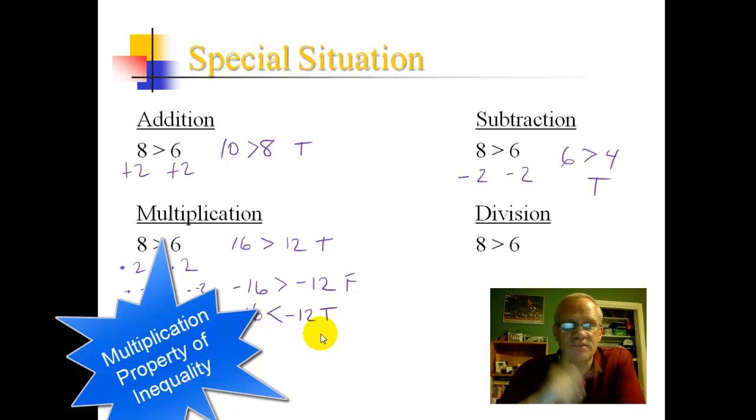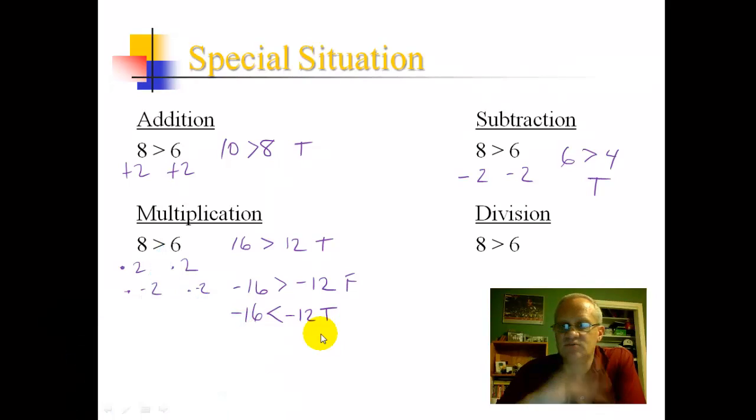Okay, so addition, everything stays the same. Subtraction, everything stays the same. Multiplying by a positive number, everything stays the same. Multiplying by a negative number, we have to flip the sign around. We have to flip the inequality sign.